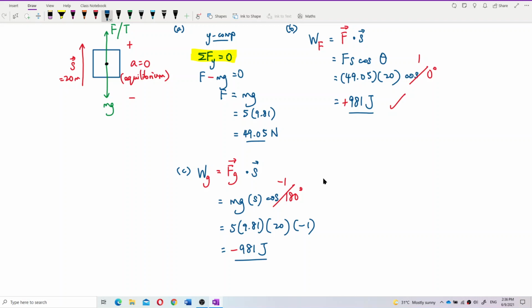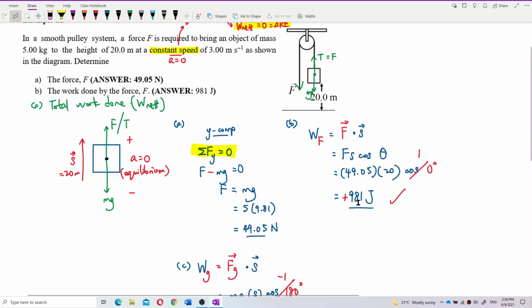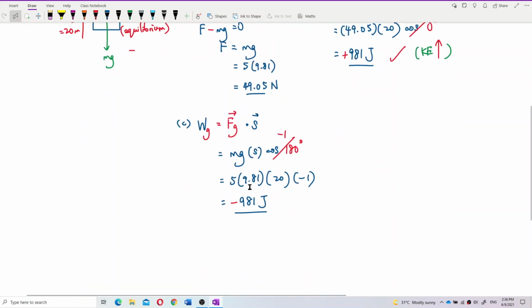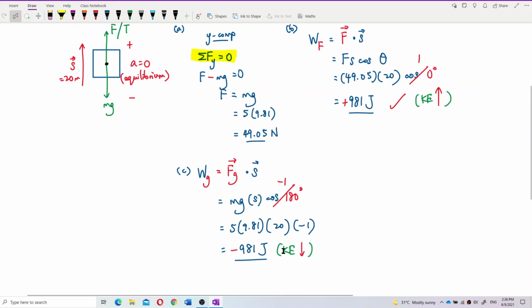You see that? So just now our work done by force F is positive 981 joule. So we can see the effect to the kinetic energy is it increases the kinetic energy, because positive work done. Now, how about the work done by gravity? It is a negative work done. Negative work done means it decreased the kinetic energy. The amount of increase and the amount of decrease is the same. So the net work done is equal to 0.